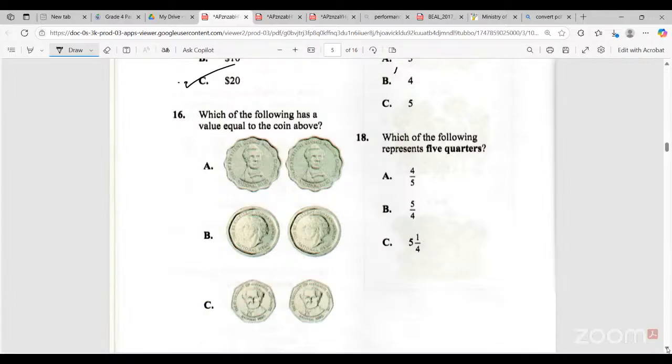All right, I agree that it's A because the value is $20 and you have two $10. So 10 plus 10 is equal to 20. So that would have been A.